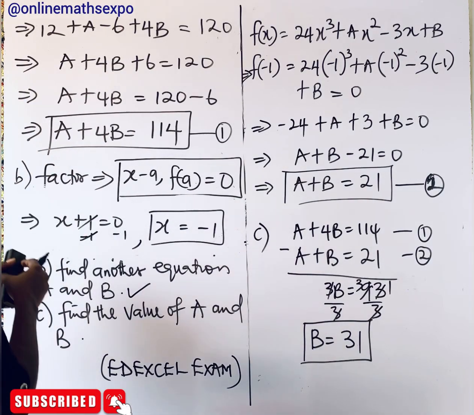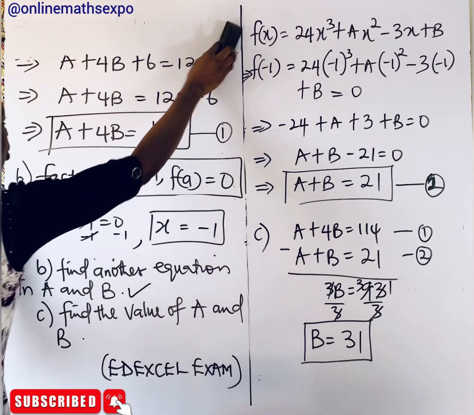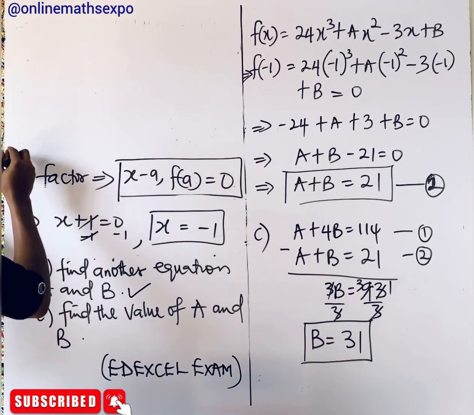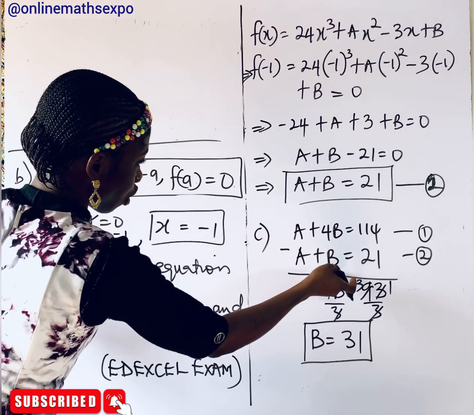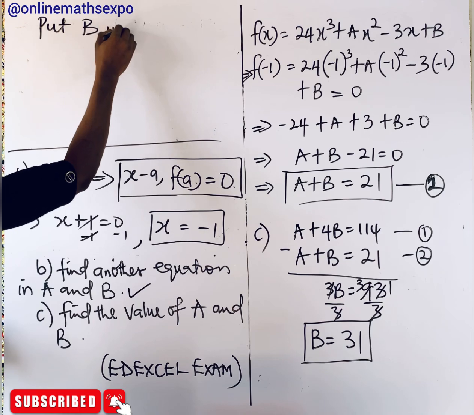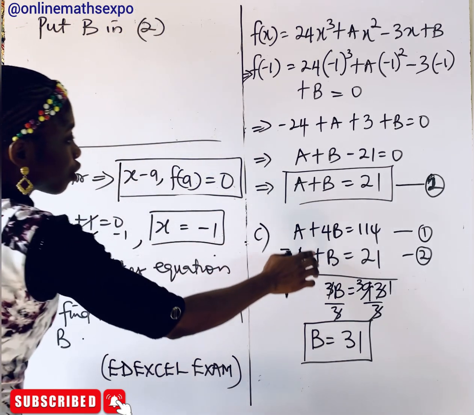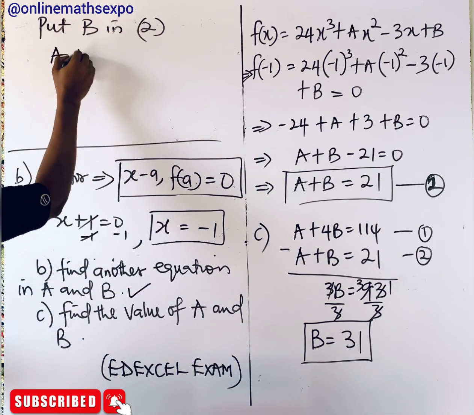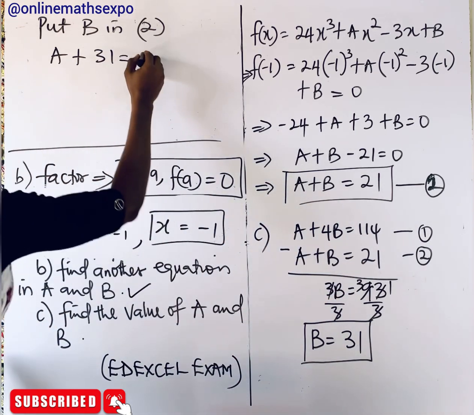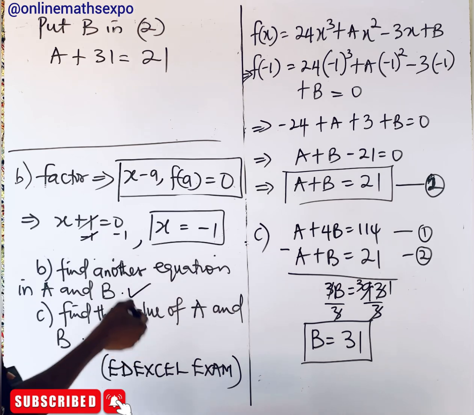So we're going to get the value of a by substituting the b in any of the equations. So you can quickly do that in equation 1 or 2. So let's use equation 2. So we put b in equation 2. And if you do that, you're having a plus our b, which is 31, is equal to 21. Did you see that? Very interesting.